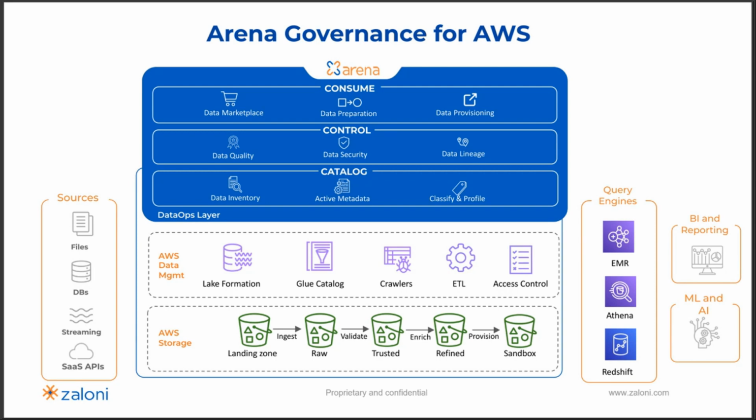So that is where Arena with the 3Cs sits on top of the AWS set of services, integrates with them, and provides this end-to-end governance model, provides this DataOps set of pipelines that you can build in a reusable manner so that you can quickly provide business insights and quickly make data sets available for your downstream consumers.